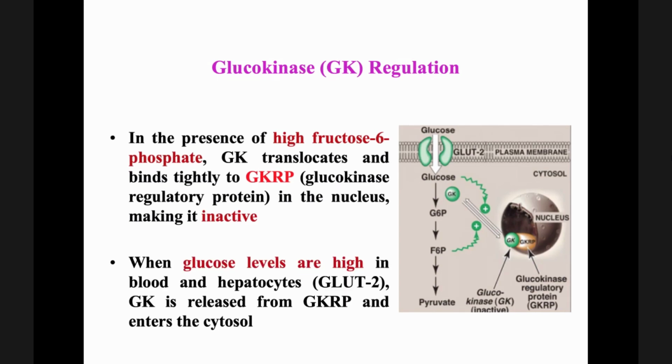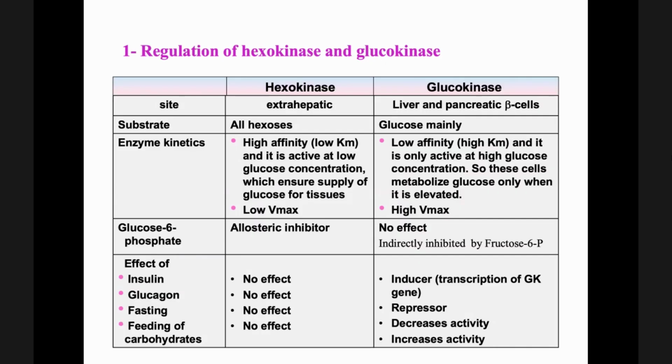So the inactive form of the glucokinase is found in the nucleus. However, if there is a high level of glucose or fructose 6-phosphate, it will travel to the cytoplasm. This is a comparison, and it's a very important table. It can summarize what we have been saying about the hexokinase and glucokinase.